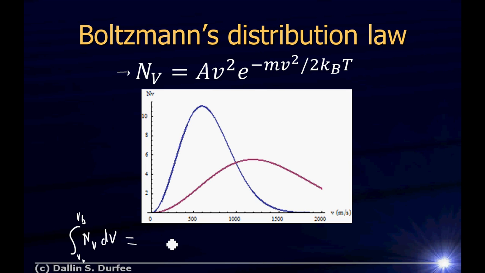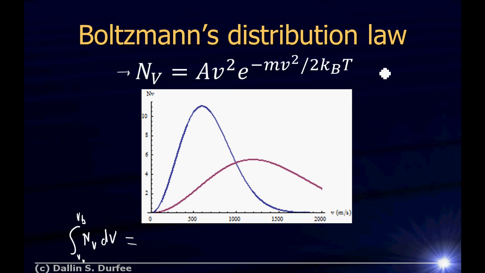So if you look at this plot, the blue line represents a gas at a lower temperature, and the magenta line represents a gas at a higher temperature. Okay, so at the higher temperature, there's fewer at lower velocities, but there's a higher number of molecules at higher velocities. And that makes sense. As I heat the gas up, more thermal energy, more kinetic energy, that means I should expect to find more molecules at higher velocities and fewer at lower velocities.